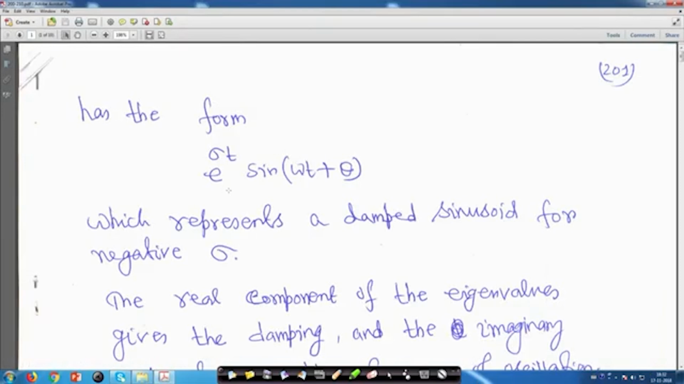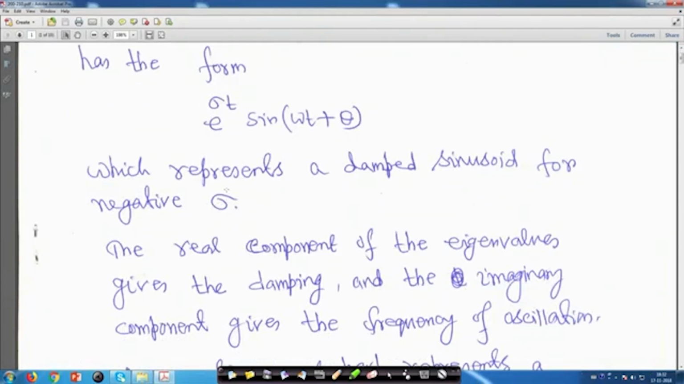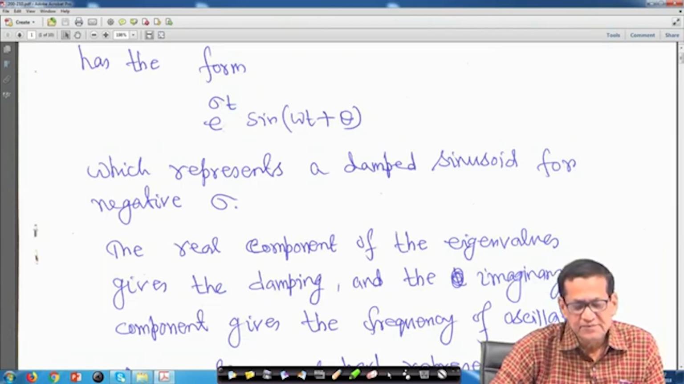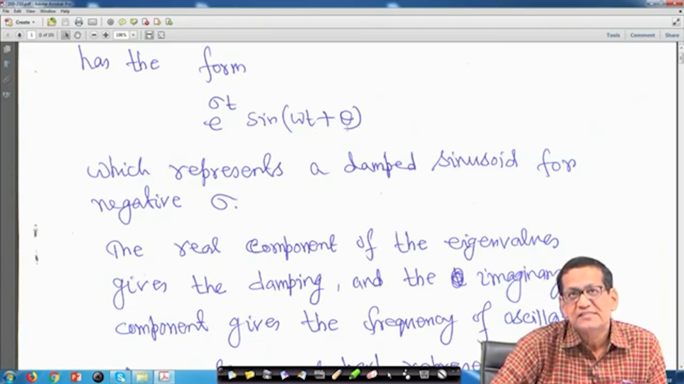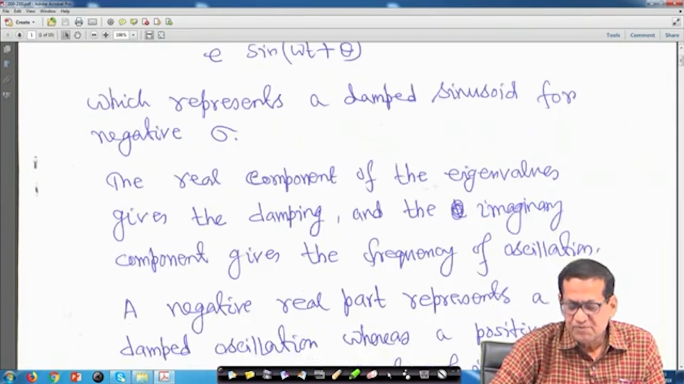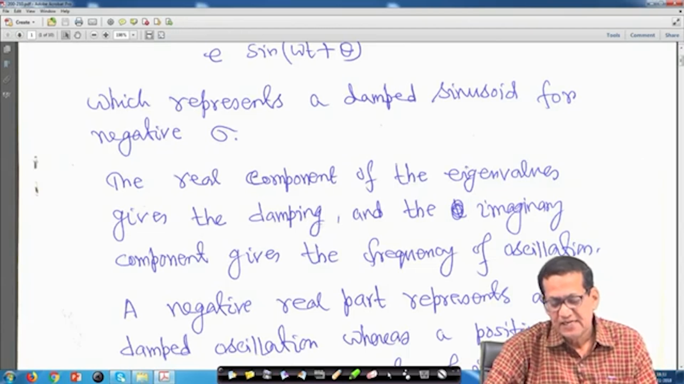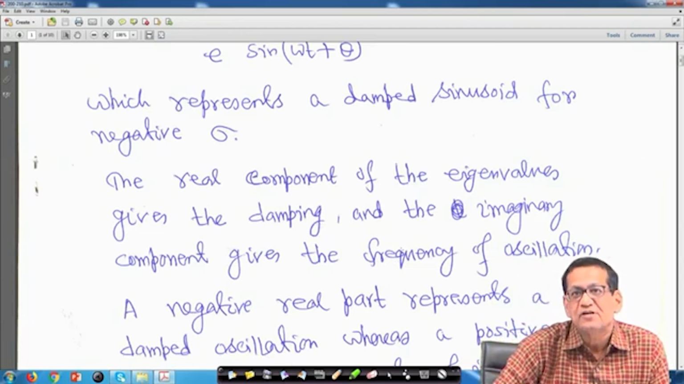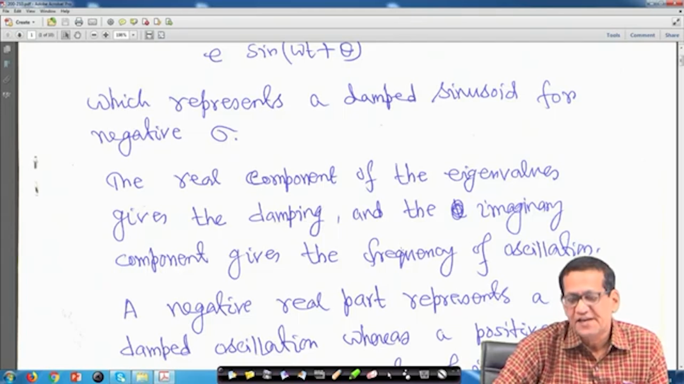So, that equation, (a plus j b) e to the power (sigma plus j omega) t plus (a minus j b) e to the power (sigma minus j omega) t, can be written in this form: e to the power sigma t into sin(omega t plus theta), which represents a damped sinusoid for negative sigma. The real component of the eigenvalues gives the damping and the imaginary component gives the frequency of oscillation. This you know from your third year control system studies.